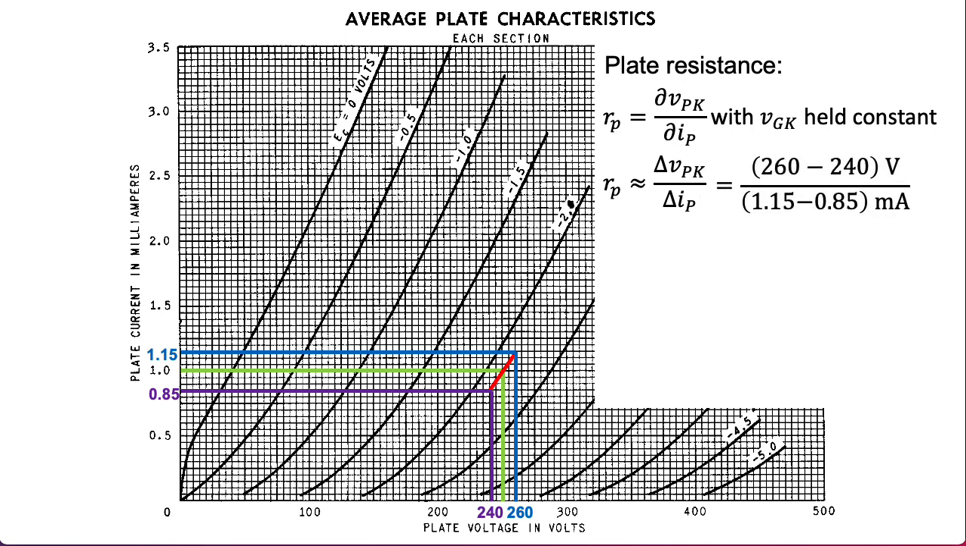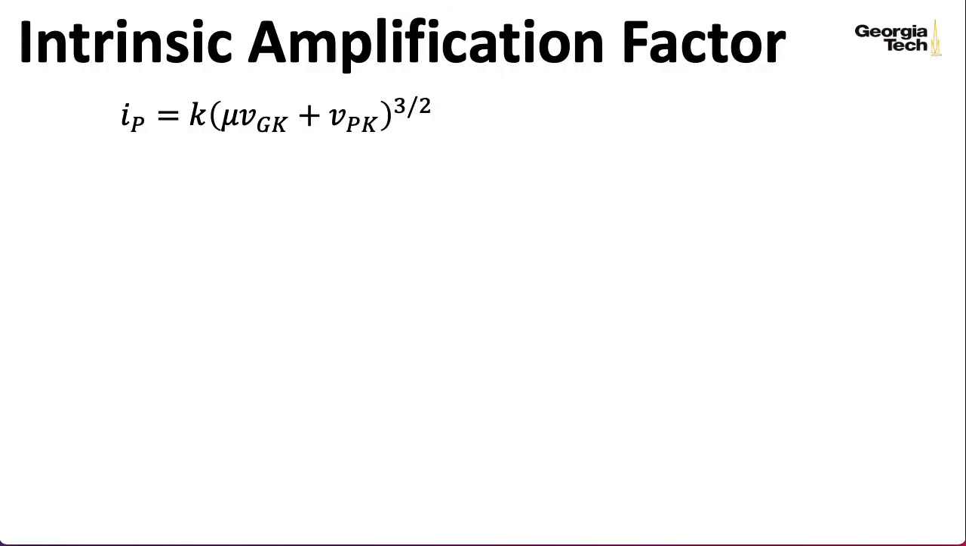I have 260 minus 240 volts over 1.15 minus 0.85 milliamps, giving me 20 volts over 0.3 milliamps, which computes to around 66.7 kiloohms. So we've looked at some small signal parameters that relate either the plate to cathode voltage to the current or the grid to cathode voltage to the current. Now we're going to look at something called the amplification factor that directly relates the voltages.